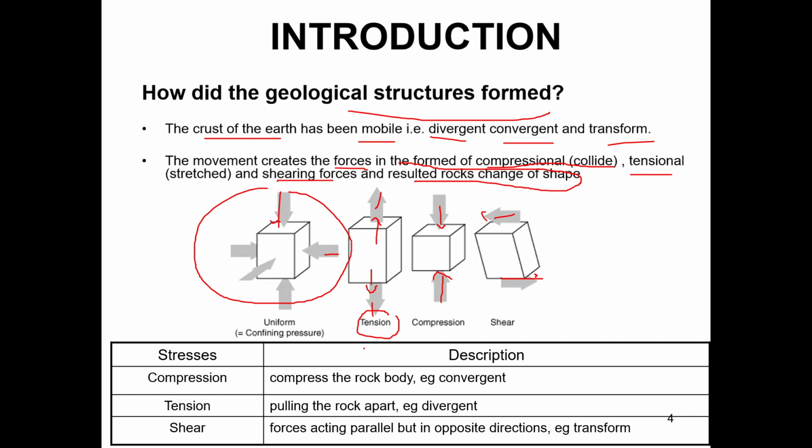So compression is the compressing of a body in convergence. Tension is rock pulling apart, which is divergence. Shear is force acting parallel but in opposite directions. So this is the geological form based on the force created in the tectonic event.